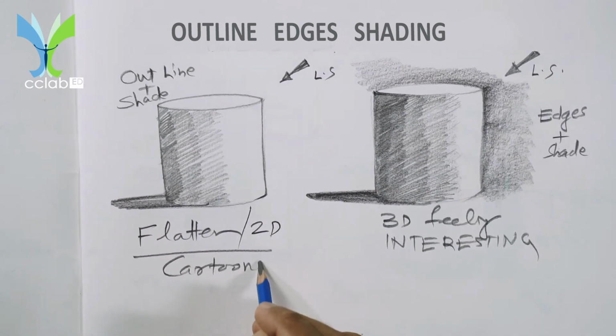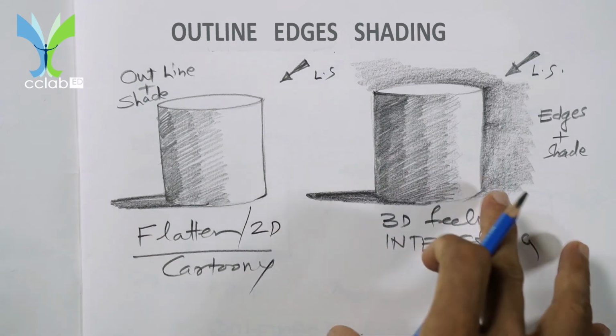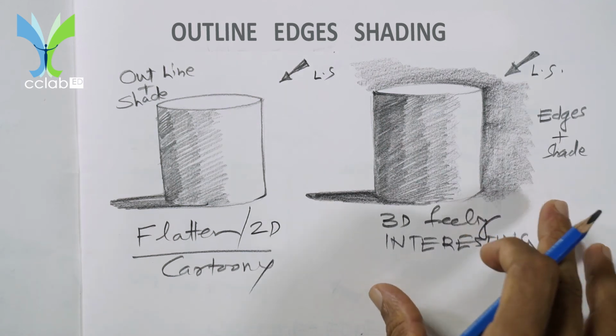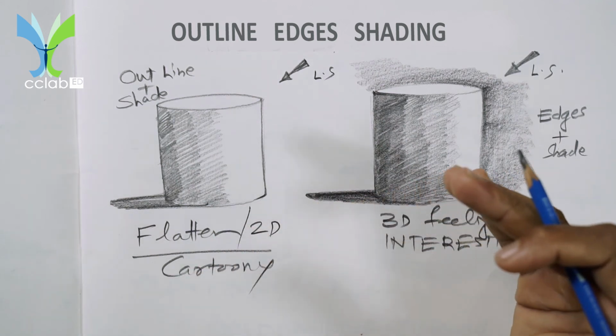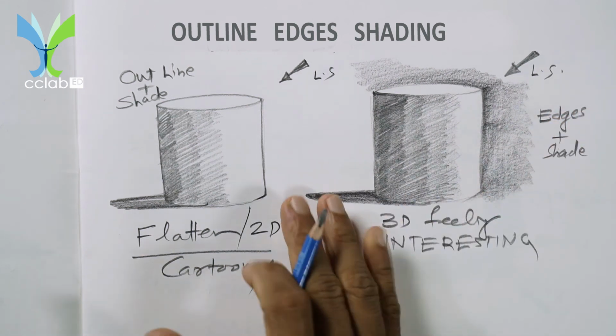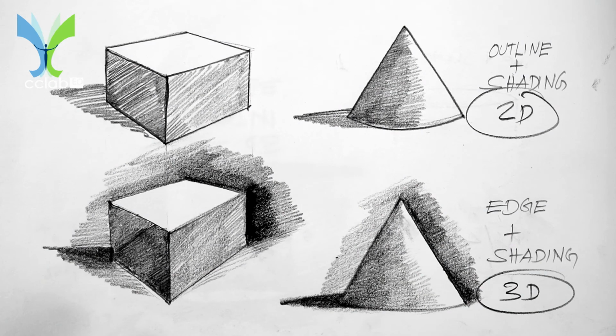The point is, when we need a realistic look for an object, the outline of the object should disappear after shading. That is the difference between outline, edge and shading. When you start drawing, learn the difference between these. Look at this example. In these geometrical shapes, the first two images have outline and shading, so they have a two-dimensional feeling, a flattened look. But see the bottom images: they don't have outline but edges and shades. So they are more interesting than the top images.